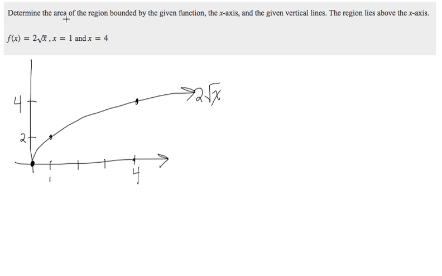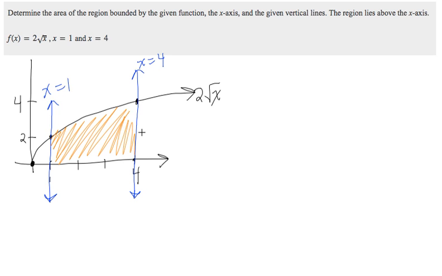Now I'm going to go ahead and sketch in the vertical lines, in a different color. That's x equals 1 right there, and x equals 4 right here. So we want to find the area of this region above the x-axis. When you integrate a function, you're finding the area under that function that's also above the x-axis, and we're going to go from x equals 1 to x equals 4. Those are called our limits of integration.